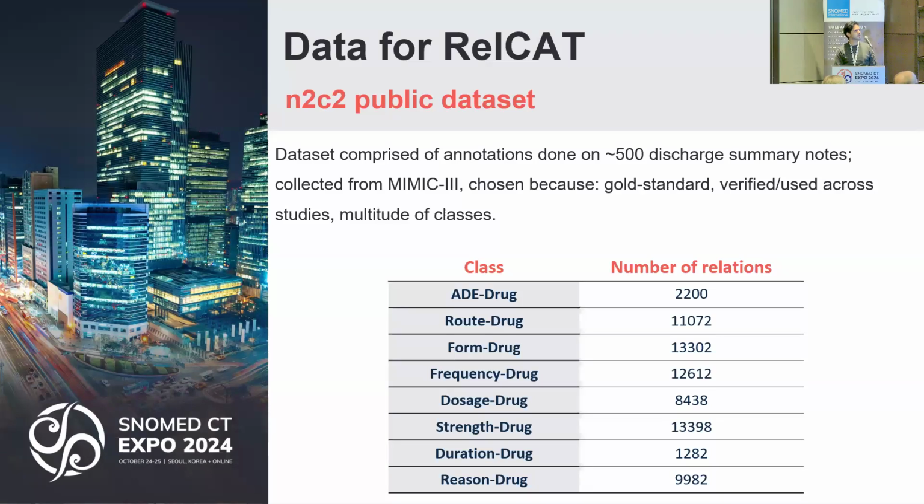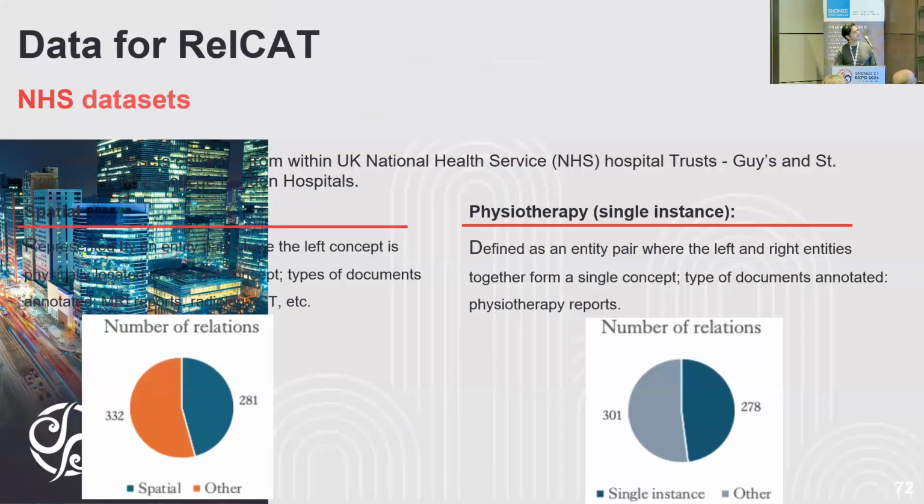Across the 8 classes, AD drug and duration drug are the minority classes. Later on, when we evaluate the model, it will be evaluated across general performance, F1 score, accuracy, everything. But we will also be considering the performance on these minority classes as well.